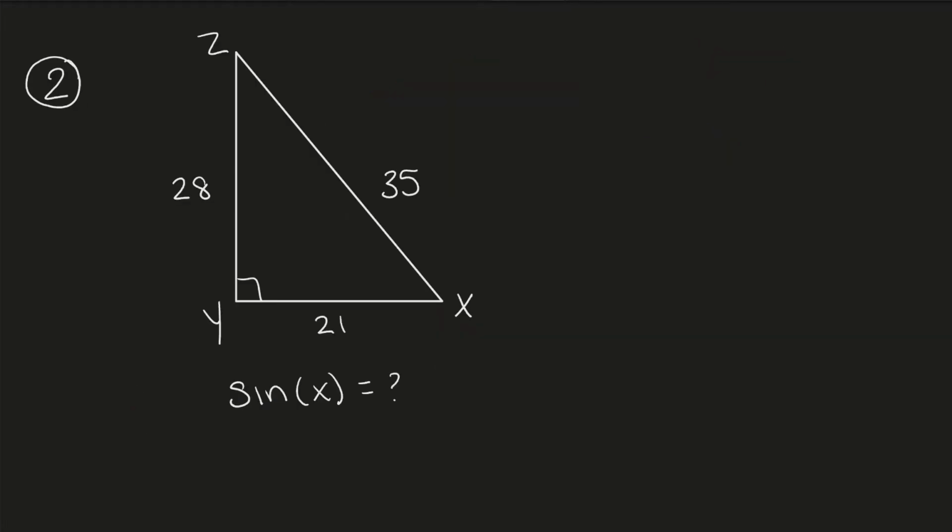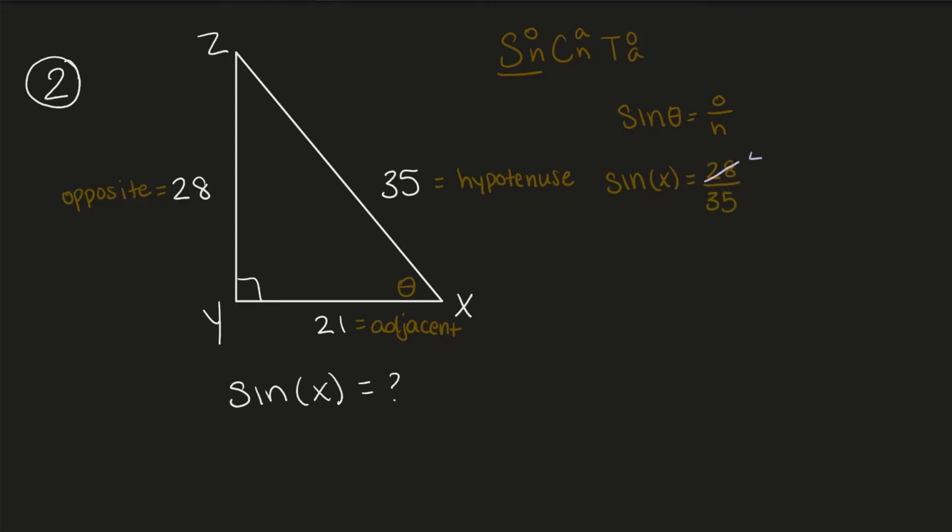Next, we need to find the sine of x. So again, using SohCahToa, sine is O over h. When our angle is in the bottom right-hand corner, our opposite is 28, our adjacent is 21, and our hypotenuse is 35. So our sine of x is 28 over 35. This can be simplified. Both of these numbers are divisible by 7, so our sine of x ends up being 4 over 5.